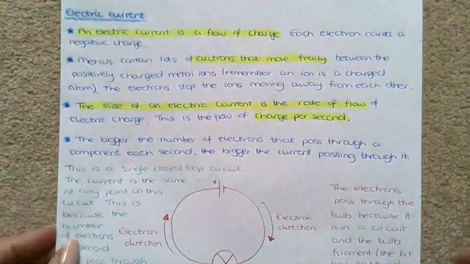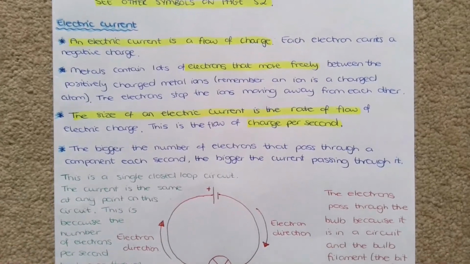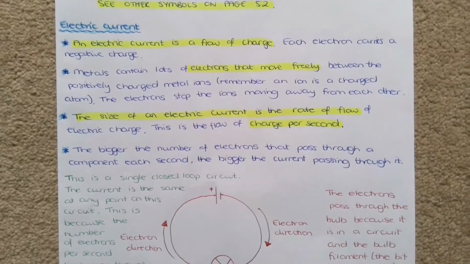Okay, talking about electric current now, so I'll explain a bit more what I mean about the flow of the current and push. So an electric current is a flow of charge. Each electron carries a negative charge. We should know this from our previous video when we looked at what charge electrons, protons and neutrons were.